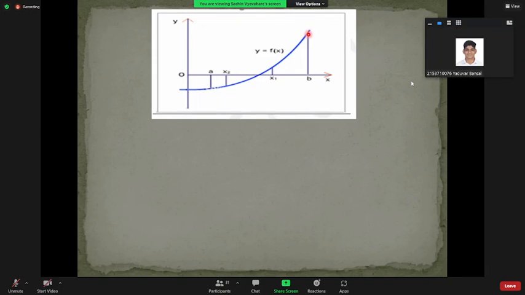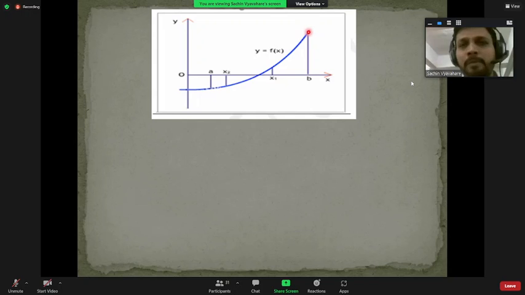Positive. So this is a point. Yes, this is the point b comma f of b. So you'll observe f of a is less than 0, f of b is greater than 0. So we should calculate x1. What is the formula for x1? This is the x1, a plus b upon 2.